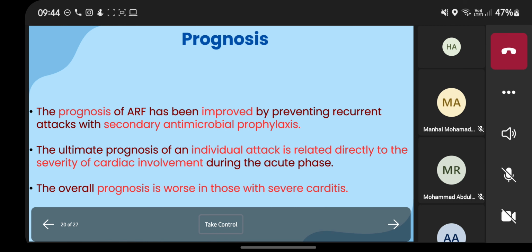For the prognosis of the disease, the prognosis of acute rheumatic fever has improved over the past years due to the secondary antimicrobial prophylaxis. And the ultimate prognosis of the individual attack is related directly to the severity of the cardiac involvement. So someone who had acute rheumatic fever is different than someone who developed heart failure, is different than someone who had permanent valvular damage. So each one will have a different management plan. But the overall prognosis in this case is worse, or the worst, among the patients who have severe carditis.